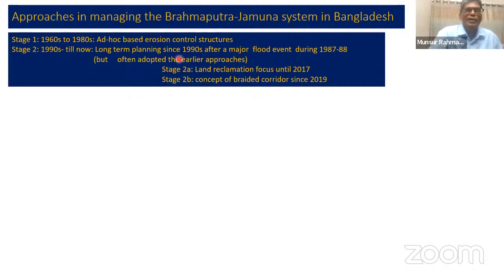And then in these long-term plannings, we had two different sets of focus. Initially, we had the land reclamation focus until 2017. And then since 2019, we focused on maintaining the braided corridor. That is very important for the aquatic life.